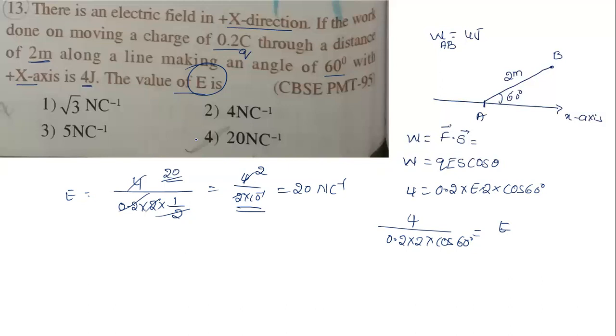There is not much calculation required. So the answer is 20 Newton per coulomb. That is the value of electric field, the value we need to use. Is it clear? Can we move on to the next question?